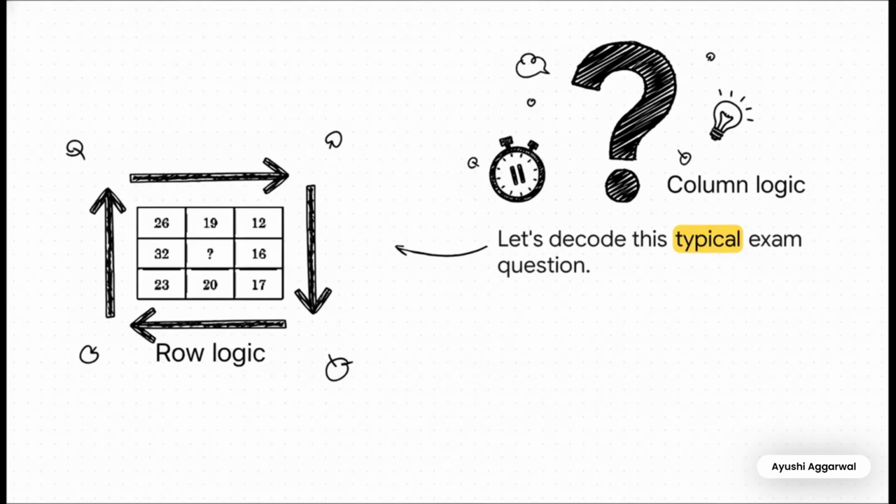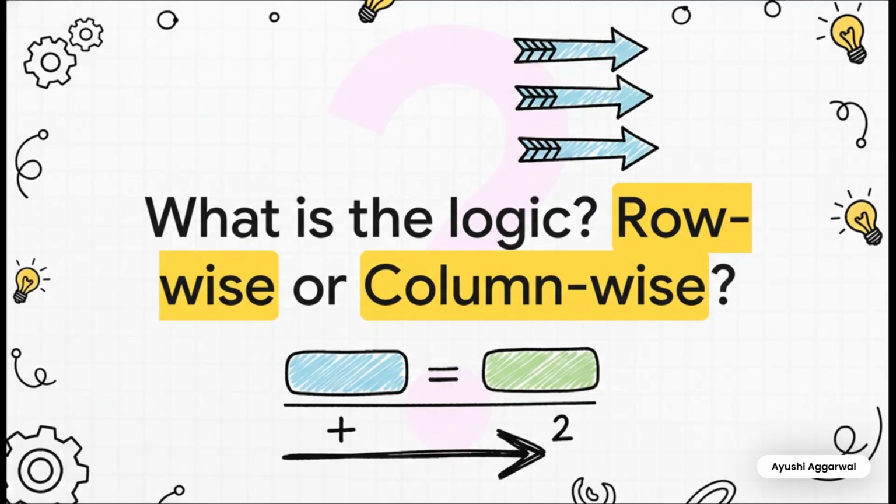Okay, let's put this into practice. This is a typical SSC CGL level question. Why don't you pause for a moment and think for yourself, where's the logic hidden? Is it in the rows or the columns? So if you look at it column-wise, 26, 32, 23, there's no clear pattern there.